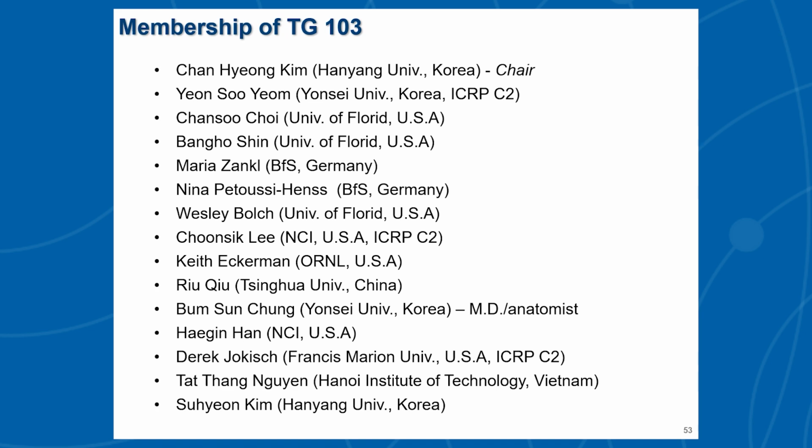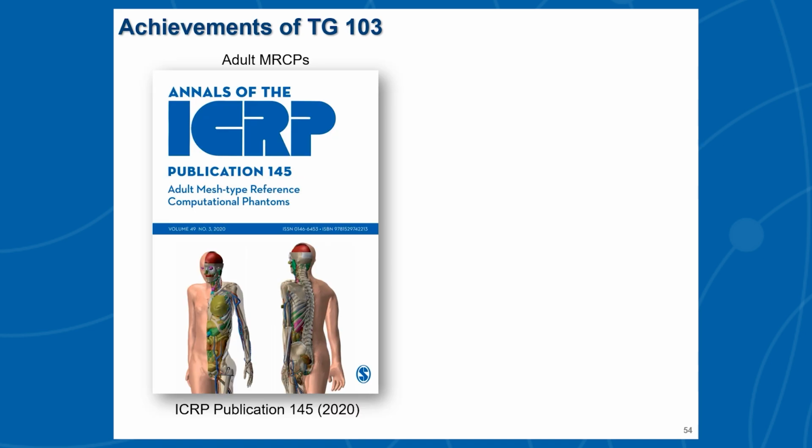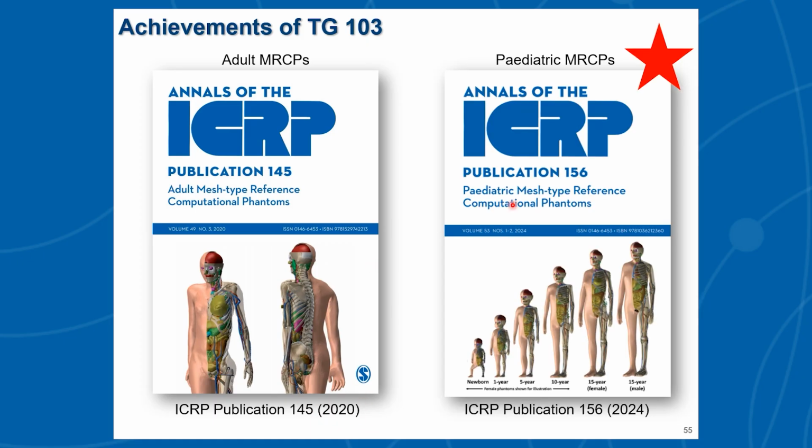The first achievement of Task Group 103 is the adult mesh-type reference computational phantoms, which were released in ICRP Publication 145 in 2020. The second achievement is the pediatric mesh-type reference computational phantoms, released in Publication 156. So now we are introducing these publications through this webinar today.